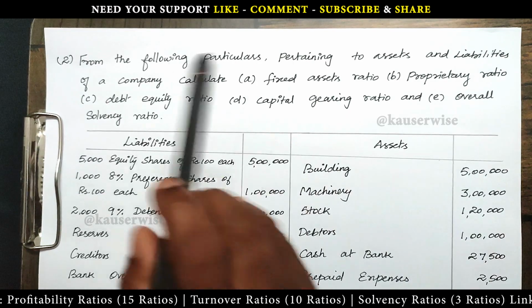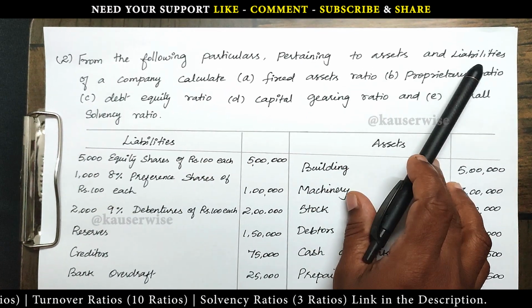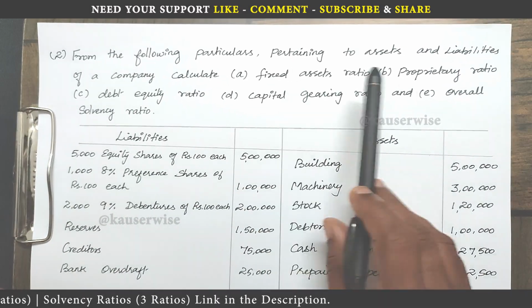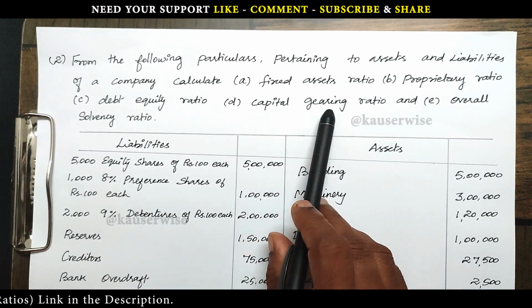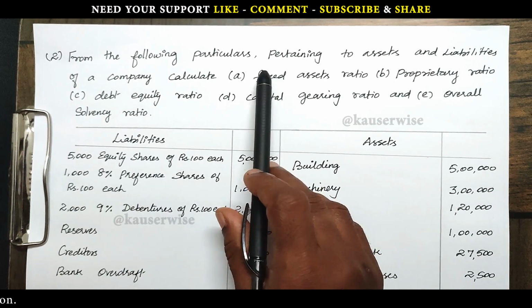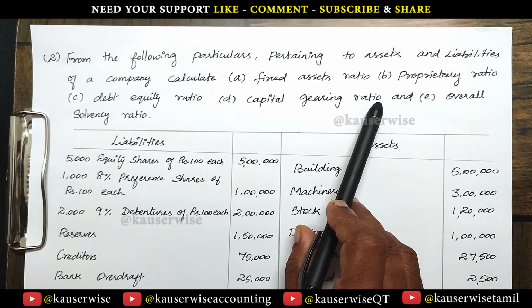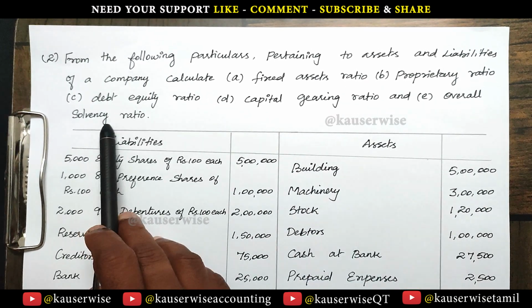Now, see the problem. From the following particulars pertaining to assets and liabilities of a company, calculate fixed asset ratio, proprietary ratio, debt equity ratio, capital gearing ratio, and overall solvency ratio. So these are the four components which come under long-term solvency, and after finding these things, finally you can calculate overall solvency ratio.